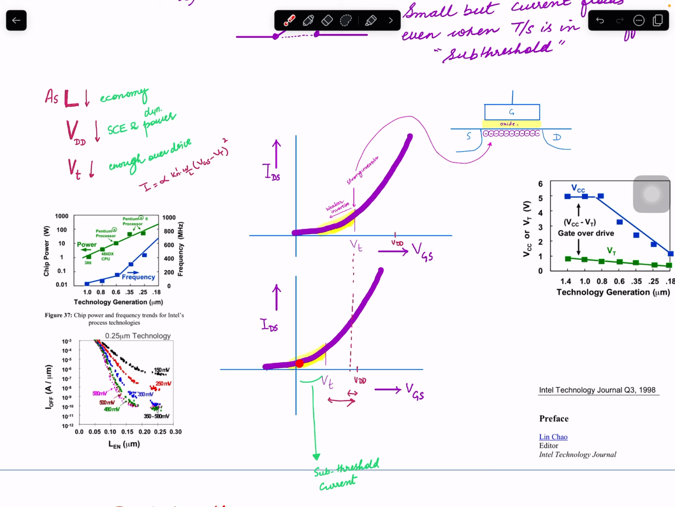Now think about millions and millions of transistors. Even when they're not switching, even when they're not doing anything, they're still leaking. So power is generated. Your chip is getting hotter and hotter. So you see the problem with the leakage current or leakage power. Here this is showing the same thing.